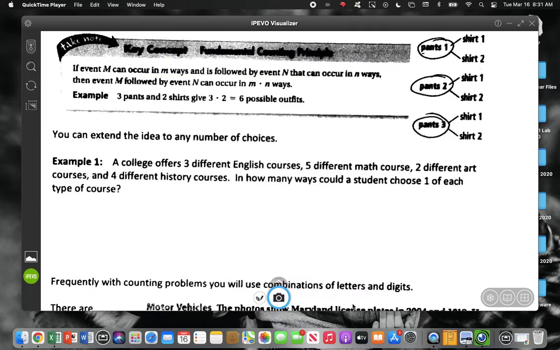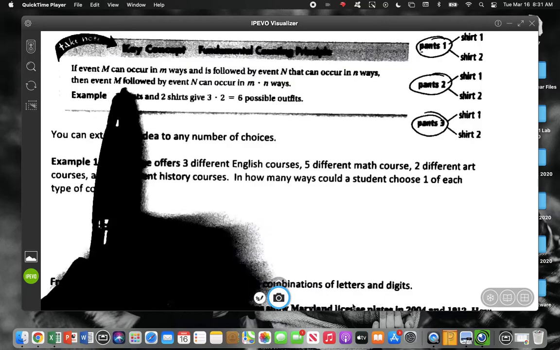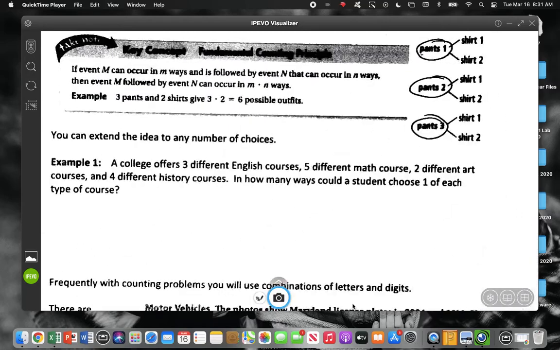So if you look at that first example, it says we have three English courses, five math courses, and two different art courses, and four different history courses. How many different ways could a student choose each type of course? So basically, how many schedules can you build? So on that first example with the shirts and the pants, we simply multiplied the number of shirts times the number of pants. Now here, how many different courses are we talking about? We've got English, we've got math, we have art, and we have history.